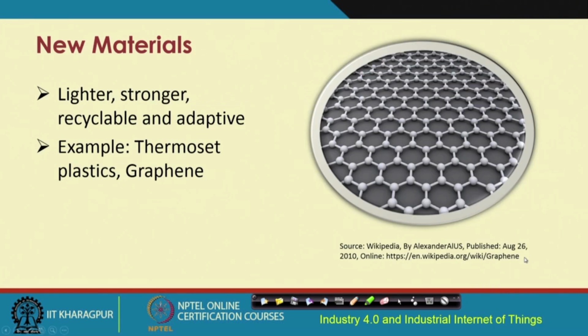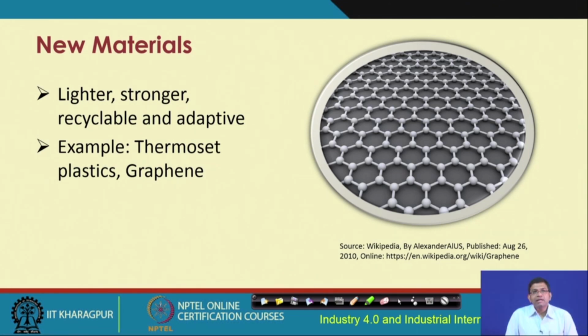connected robots. Newer materials, lighter materials, stronger materials, and recyclable plastics are basically a reality now. Use of nanotechnology, graphene, and carbon nanotubes is also making these materials lighter, stronger, and giving them advanced properties for use in different application domains such as aviation industries, other manufacturing industries, and so on.